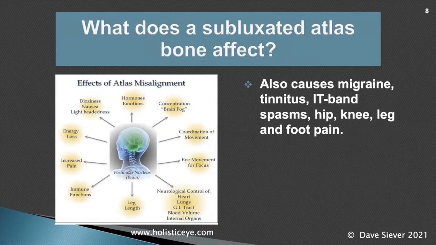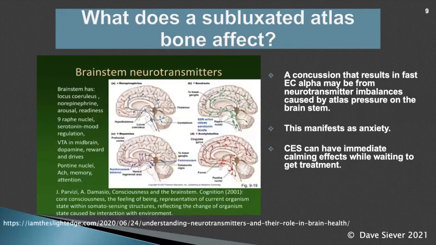Also, not included in this picture are the effects that it can have on neurotransmitters, which I believe is happening as well, based on symptoms that some of my clients have exhibited with a subluxated atlas bone. And that is right here. So in the actual brainstem, some key neurotransmitters are generated, such as norepinephrine, dopamine, serotonin, and acetylcholine. And I do believe there are times when these get thrown into an unbalanced condition.